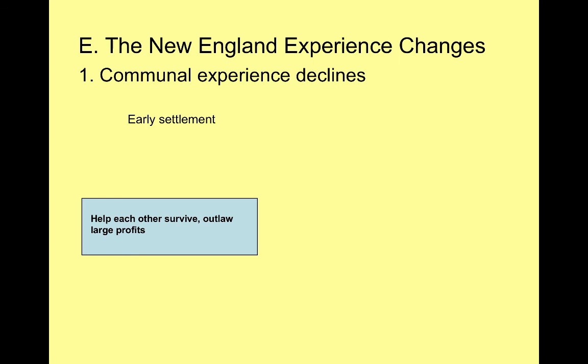Next, E, the New England experience changes. Like I said, we aren't going to see a change in gender roles in New England, but we are going to see a definite change in the overall social structure of New England. Number one, it says communal experience declines. In the early 1600s, from 1620 on, when the Pilgrims come to the New World, and then we have the Great Migration of all those Puritans coming, we see that they come as families, they come as communities.